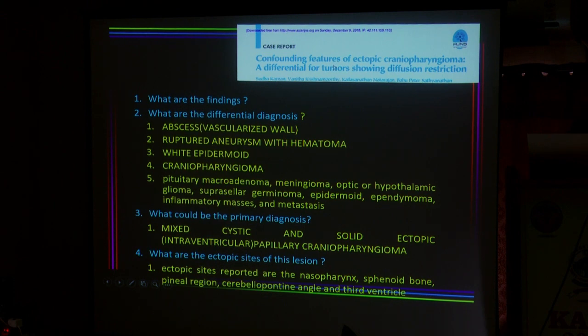And the ectopic sites of craniopharyngioma may be the nasopharynx or the sphenoid, pineal regions, even the cerebellopontine angle, and the third ventricle.